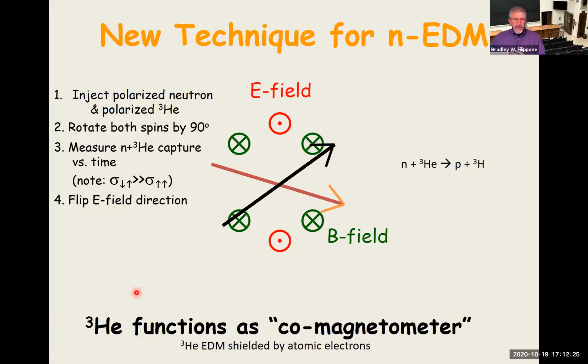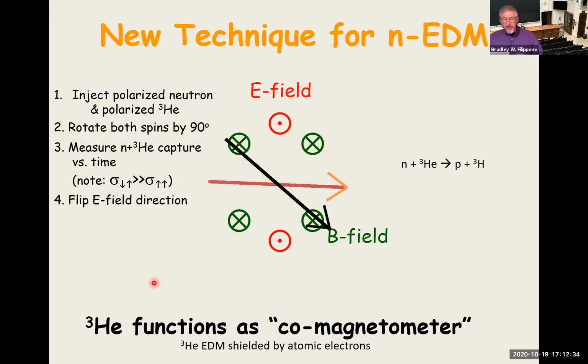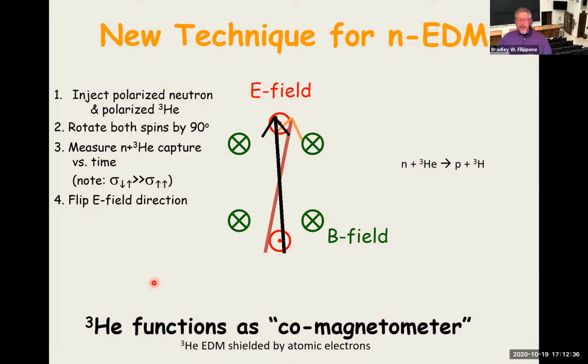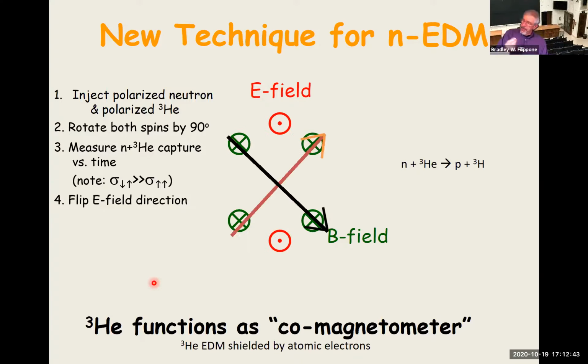You should ask, the helium-3 is behaving like it's got two protons that are paired off, so it looks like a free neutron. In fact, it's only 10% different in its magnetic moment, so it has an electric dipole moment, but its electric dipole moment is shielded by its atomic electrons. The atomic electrons around helium-3 prevent the nucleus from seeing the electric field that we apply.